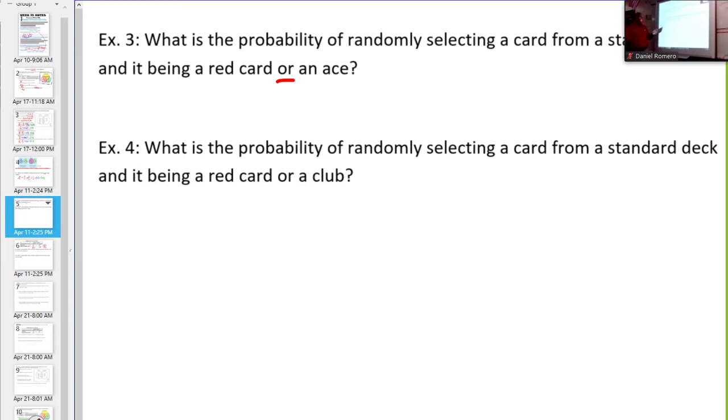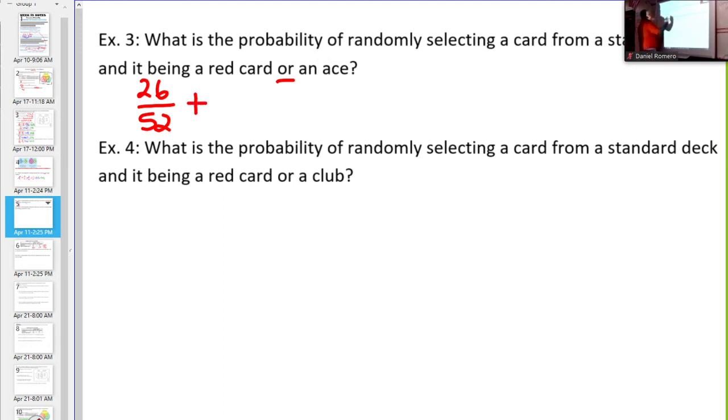How many cards are in a deck of playing cards? I'm surprised how few kids know this. 52. Very good. And out of those 52, how many are red? Half of it is 26. Half are red and half are black.